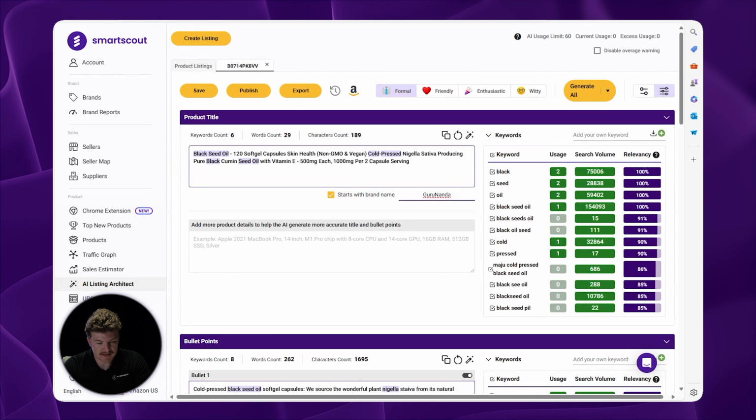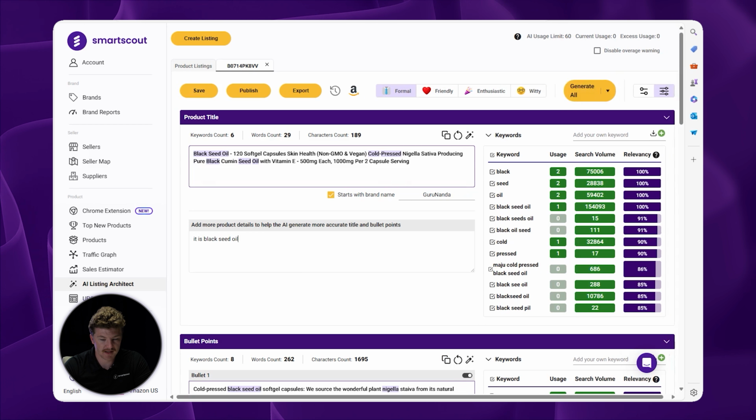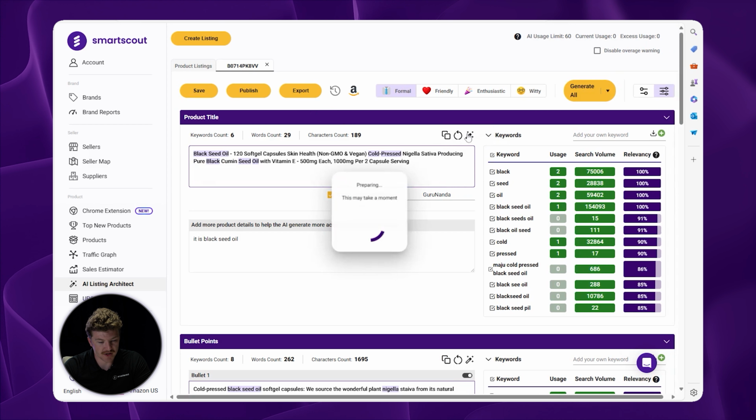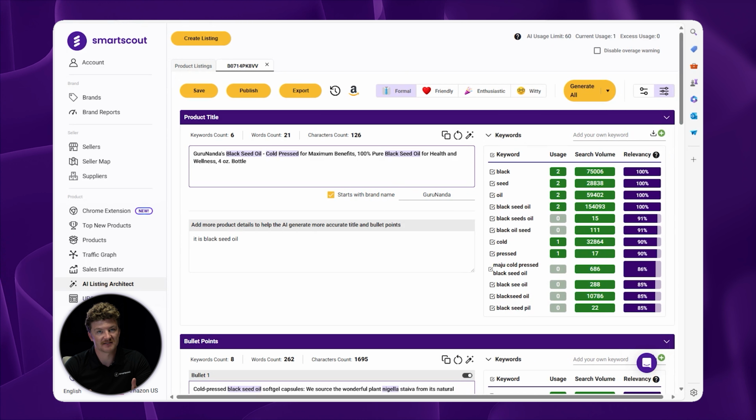Now, we can see that, all right, so these guys sell capsules. Let's say we don't, right? It is black seed oil, okay? And we're gonna come right here and hit generate text. And right off the bat, Guru Nanda's black seed oil, cold pressed for maximum benefits. 100% pure black seed oil for health and wellness, 4-ounce bottle. That's awesome. Right off the bat, we've built a killer initial listing title.